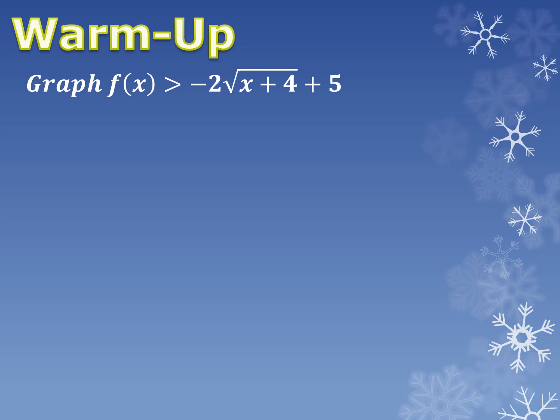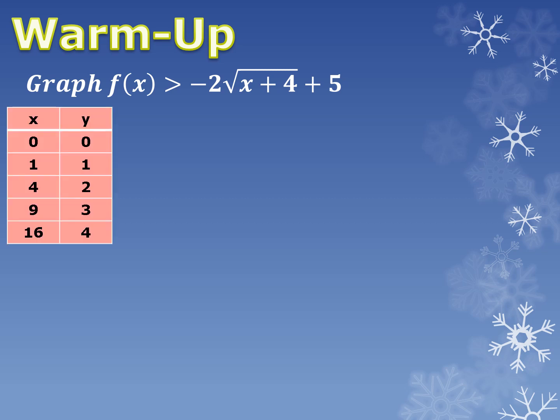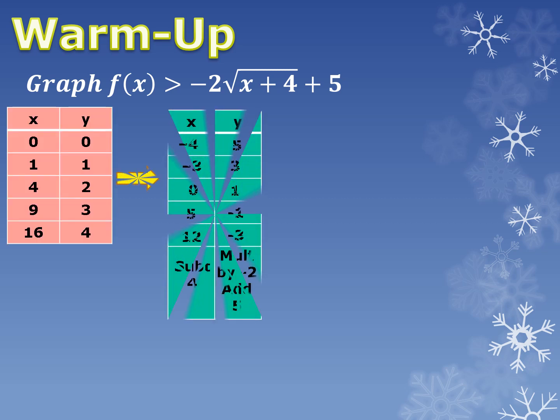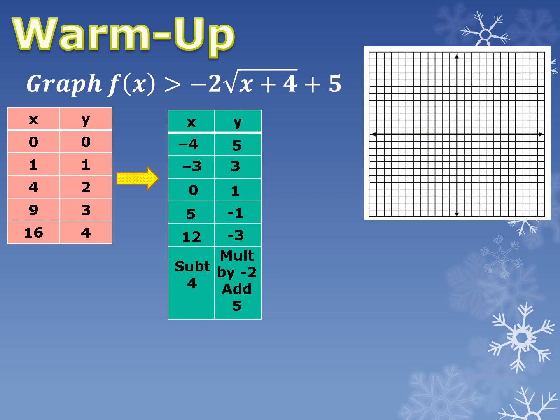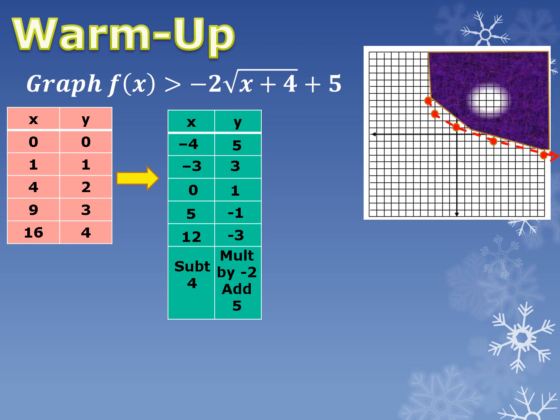All right, let's see how we did. There's our parent function. There's the new table for graphing. There's the curve. We're going to use a dashed or dotted curve because it's not or equal to. And then it's greater than, so we shade above. So that's what your graph should look like.